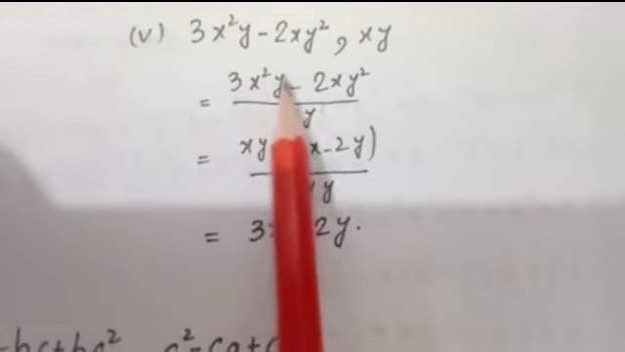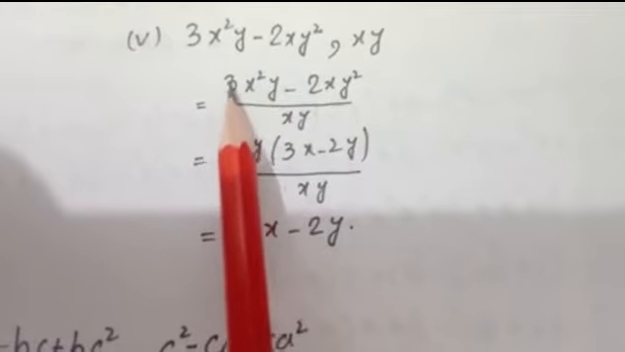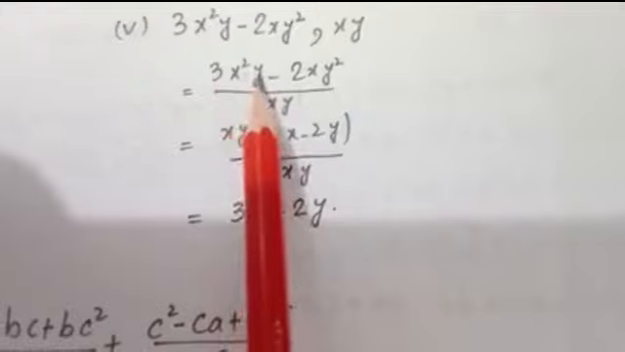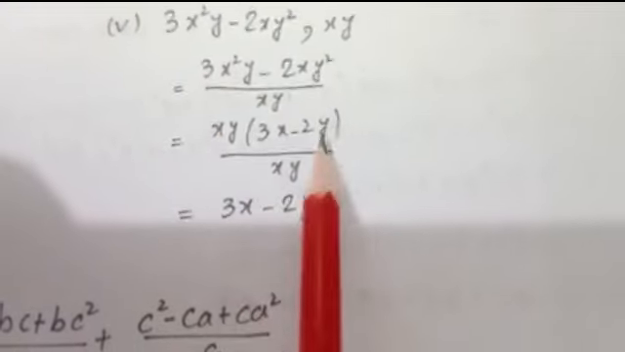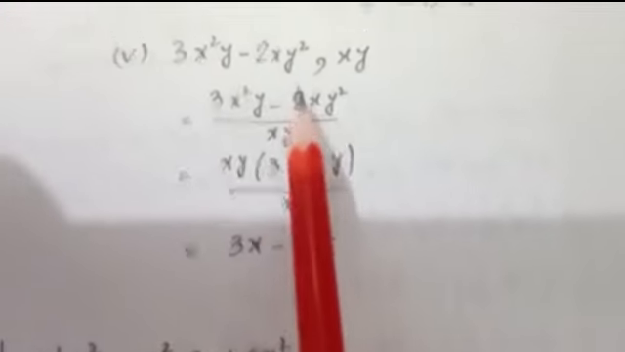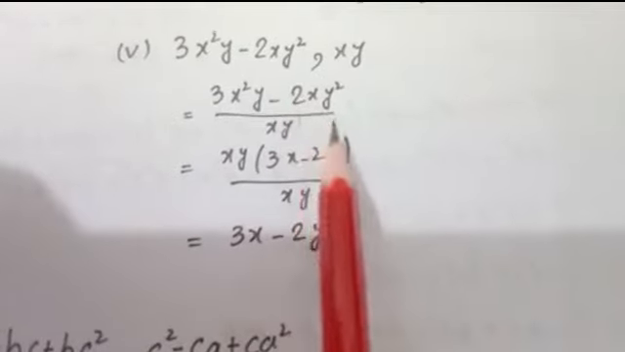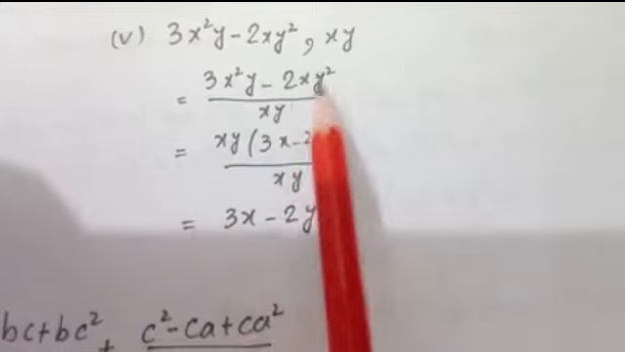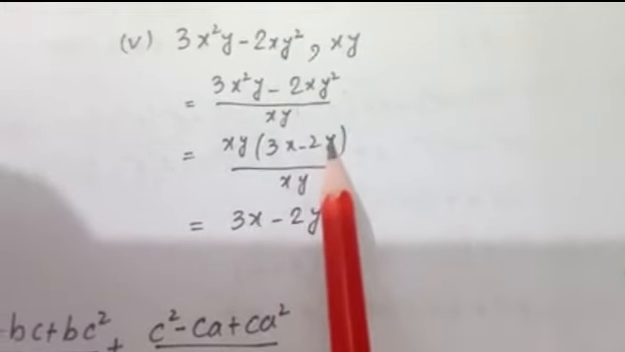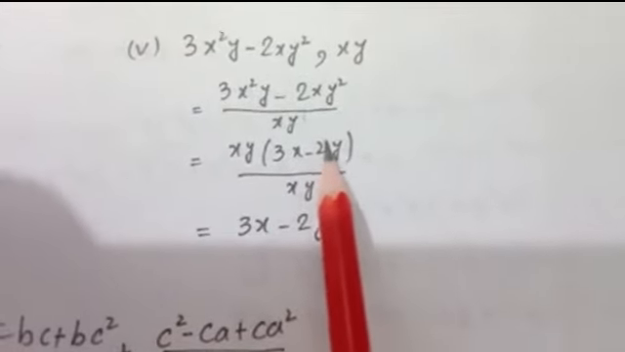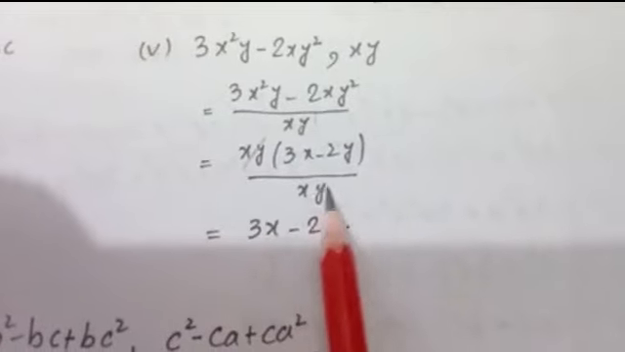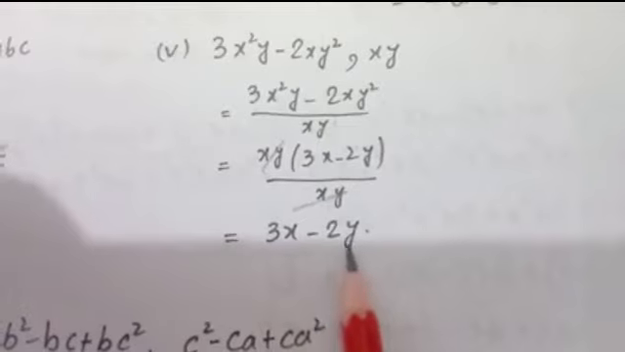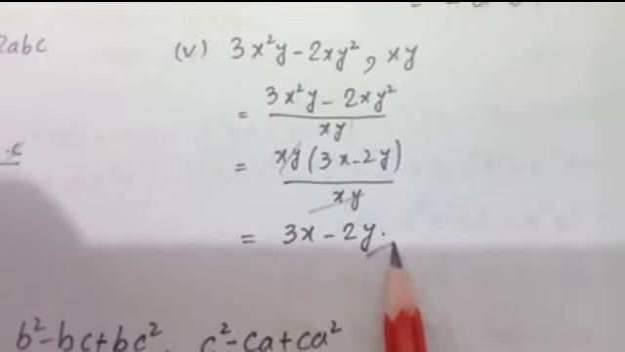When we take xy common from this term, we are left with 3 and just only 1 x, because 1x and 1y is taken here common, minus from here minus 2, and from x is taken common, and y^2, 1y is also taken common, so we are left with only 1y. So 3x minus 2y. Now this xy will be cancelled by this xy and we are left with 3x minus 2y, that is required answer.